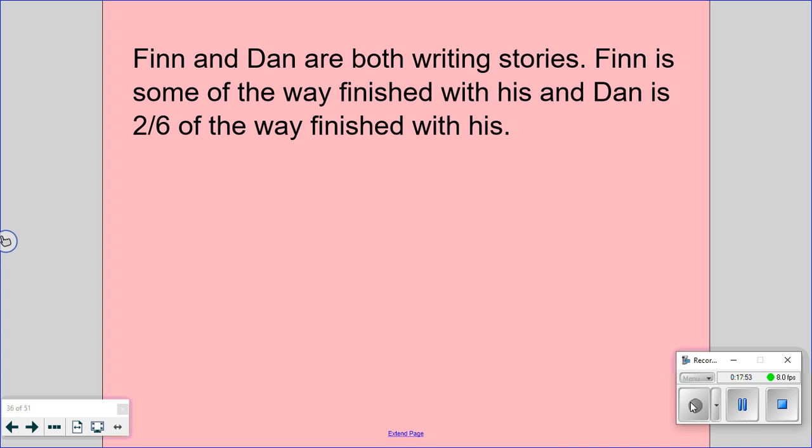Avery, what are you wondering? I'm wondering how long Finn's story is, because it doesn't really tell us. It says 2/6 on Dan's, so that means it's 6 pieces long. So we kind of need to know how long these stories are. Paxton, what are you wondering? How long is Dan's story?